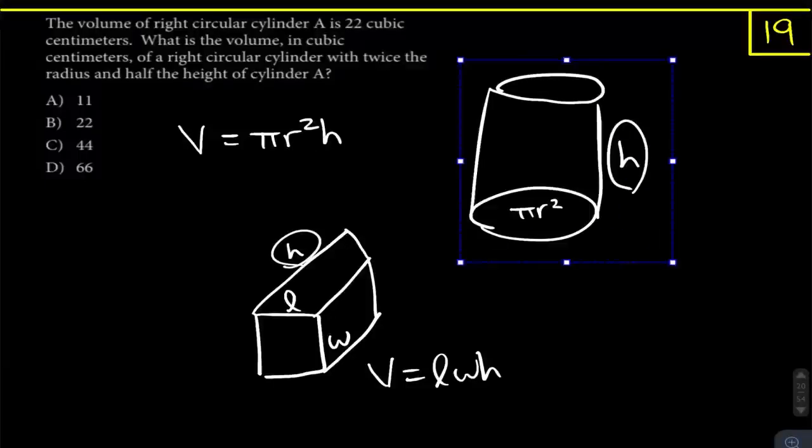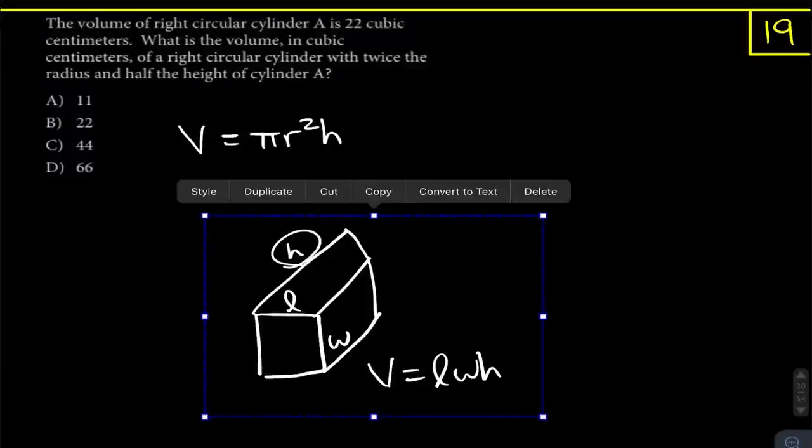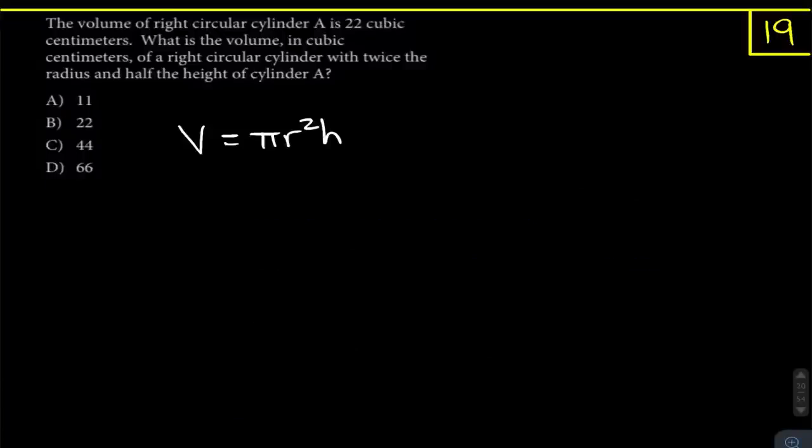So either that 30 seconds was just a stupid rant that didn't make any sense to you, or it was actually helpful. I don't know. Anyways, that's how I think about it. Their volume is pi r squared h here, and we know that this volume is 22, right? So we know that 22 is equal to pi r squared h. But we're asking, well, what's going to happen if we double our radius? Okay, so we'll do that first.